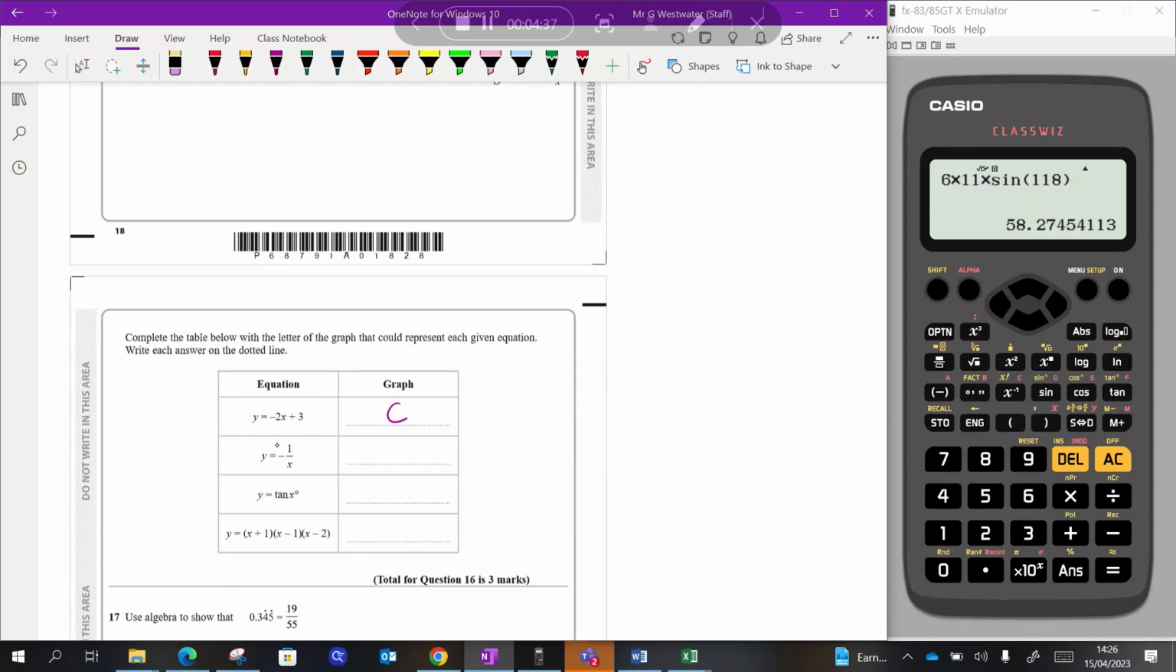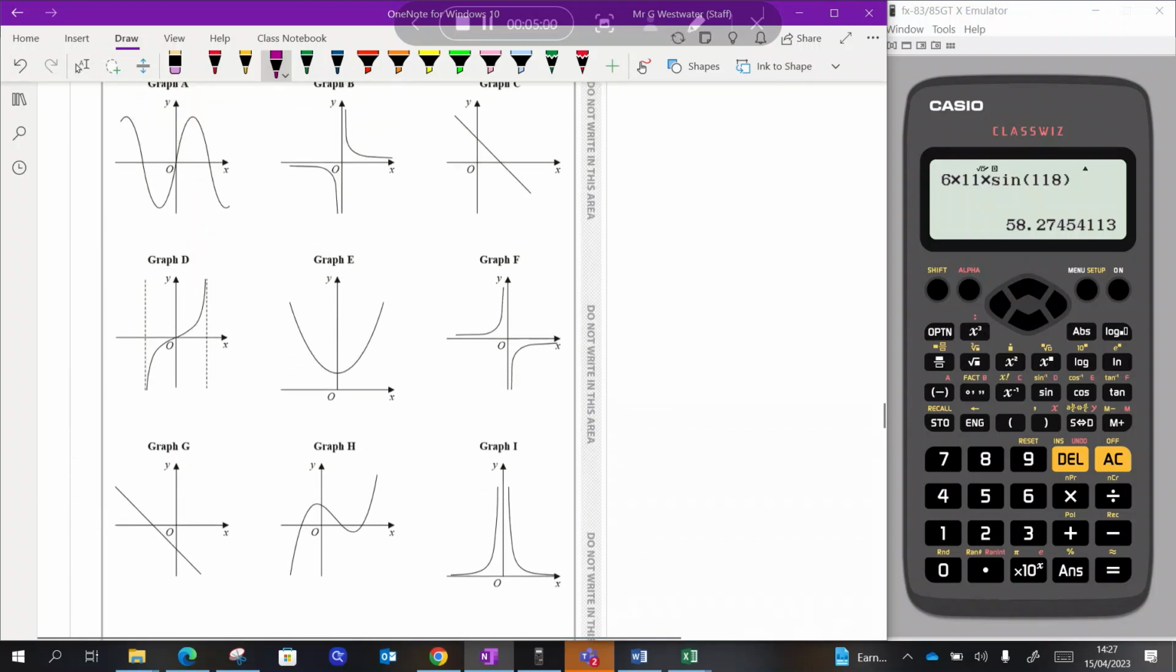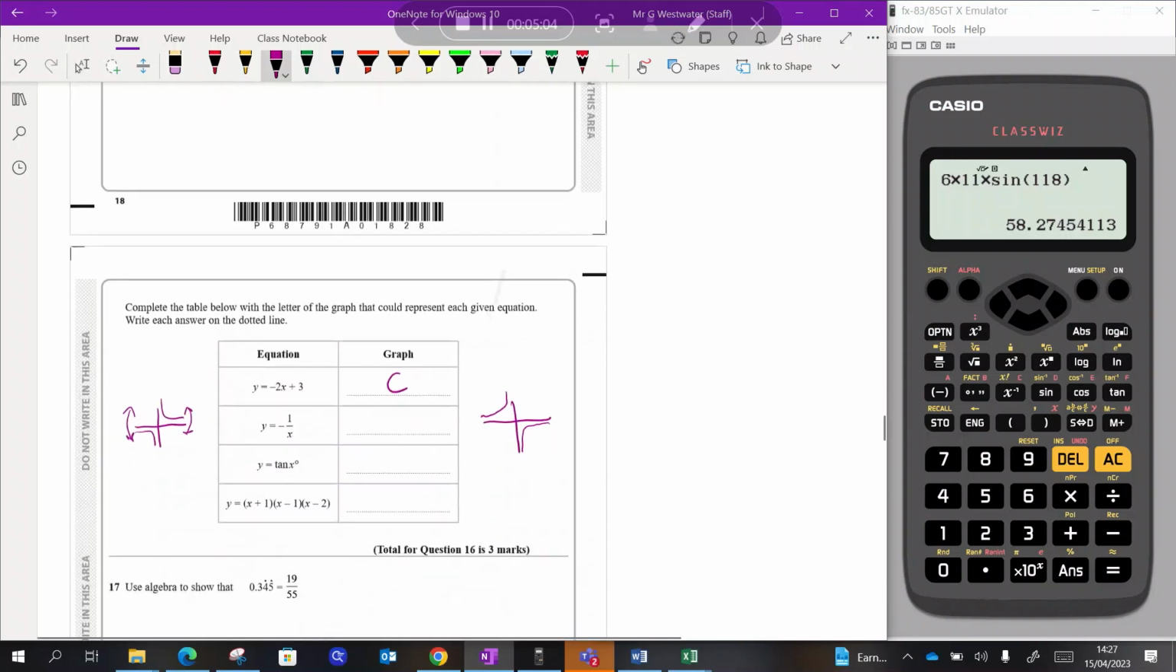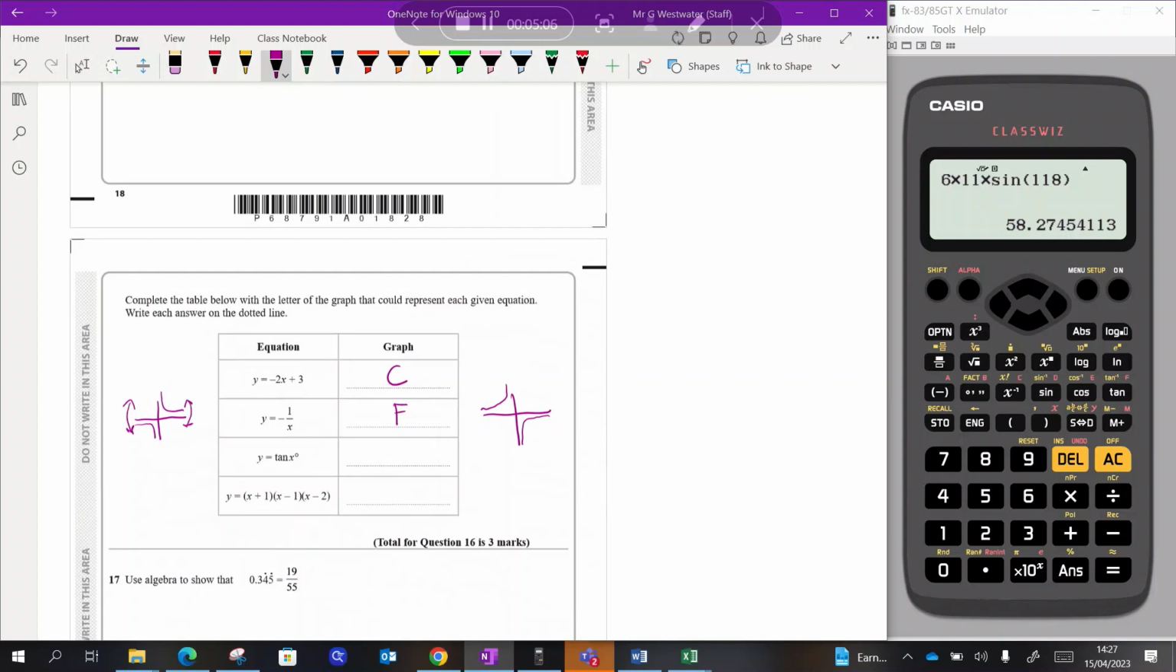Okay. Now, y equals minus 1 over x. Now, I know that 1 over x looks like this. So if I times everything by minus 1, what's going to happen here is it will be reflected in the vertical direction. Okay, so it will look something like this. So which graph looks like that? Here we are, F. Okay, so F is going to be the next one.